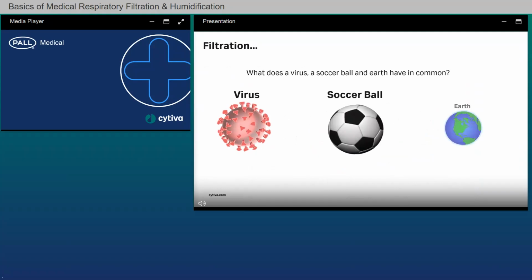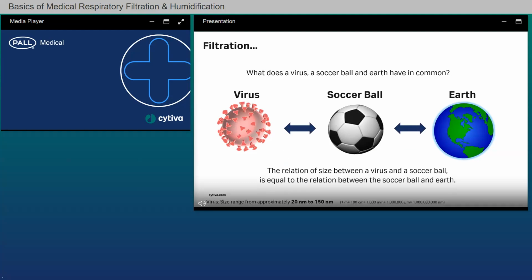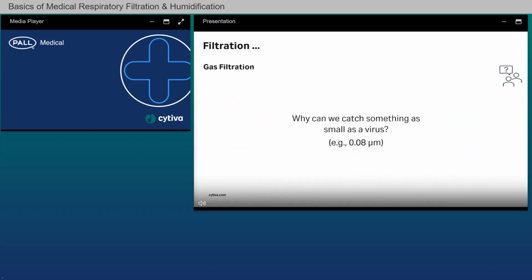Quick fun fact. What does a virus, a soccer ball, and Earth have in common? Well, the first answer I usually get is they're all round. Well, but that's not what I mean. It's the ratio between them. The size ratio between the virus and a soccer ball is roughly the same as the ratio between the soccer ball and Earth. So now, how come we can catch such a small object like a virus?